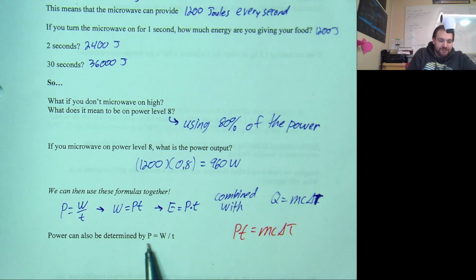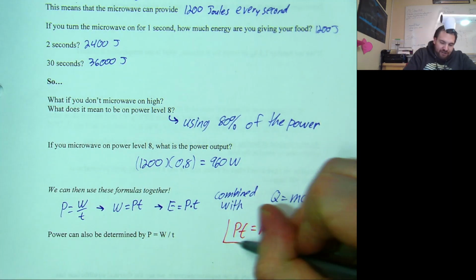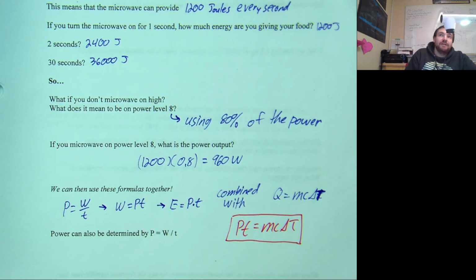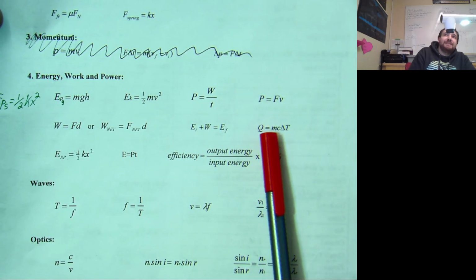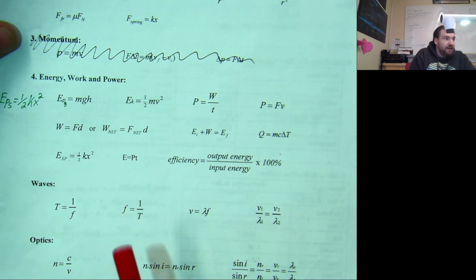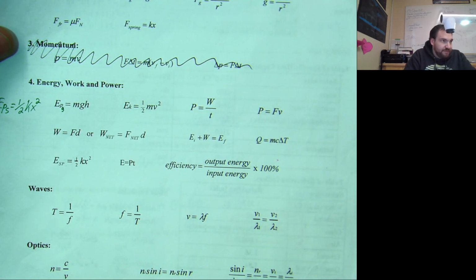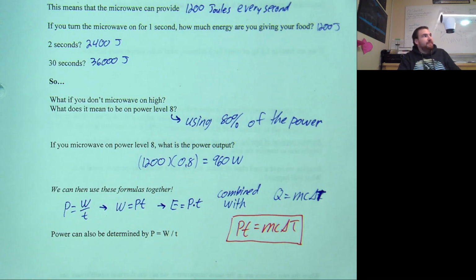Power can also be determined by this formula here, which we've already seen. So this one here is not on your formula sheet. I am not going to add it to your formula sheet. You just need to understand that we can combine them, because both of these pieces are here already. We're just combining this piece with this piece, recognizing that the energy that we're giving is heat energy. Cool? Comments, questions, concerns? So let's actually apply this stuff.